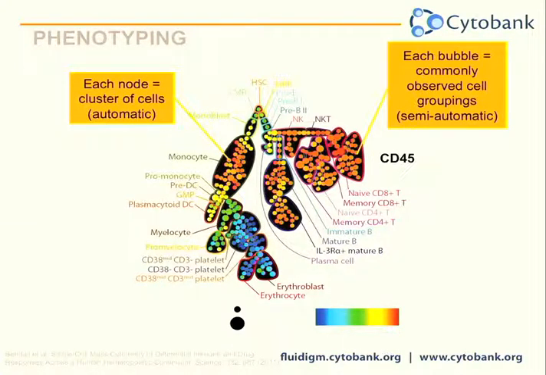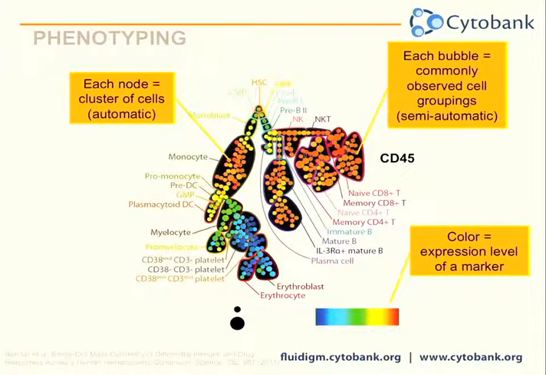And so you can do this directly in your web browser in Cytobank. The color that you color each node by is the expression level of a marker. So in this case, for example, this tree is colored by CD45. And then the size of each node represents the number of cells itself.